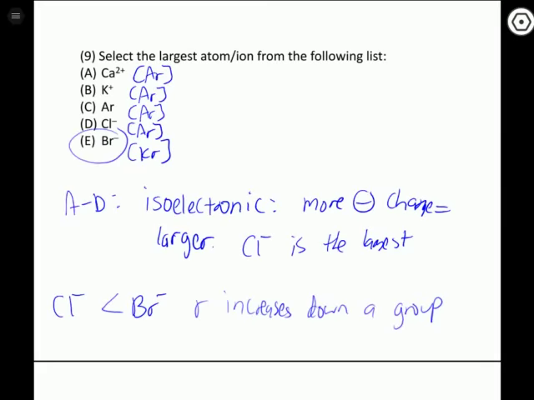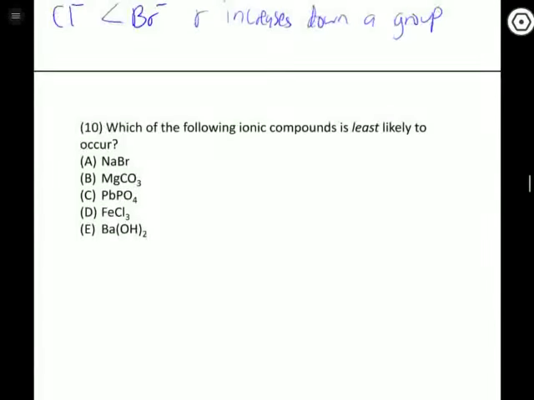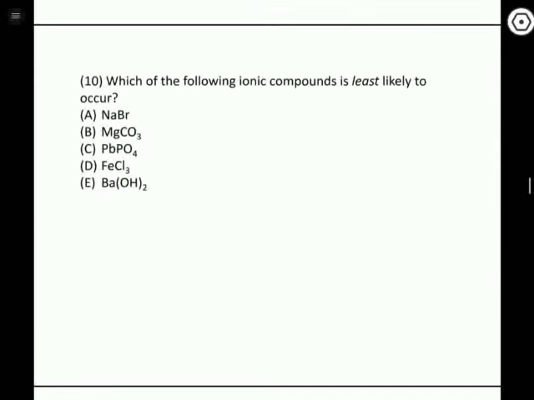All right, and then finally number 10, probably the last one we'll do in this session before migrating, or maybe just staying here. I don't know if anyone else is coming here or not. Which of the following ionic compounds is least likely to occur?